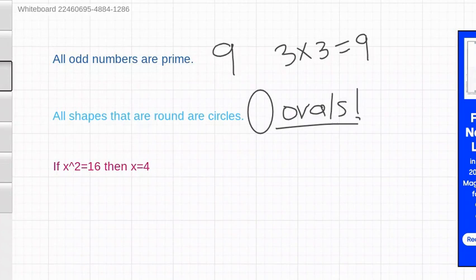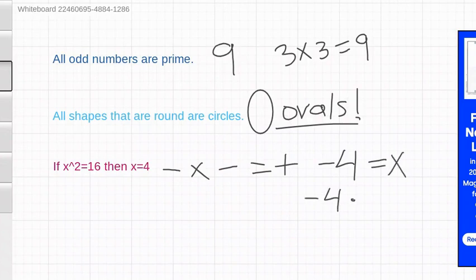The next one says if x squared equals 16, then x equals 4. Not necessarily, because we've learned that negative times negative equals positive. So negative 4 equals x, because negative 4 times negative 4 equals 16. And negative 4 times negative 4 is just negative 4 squared.